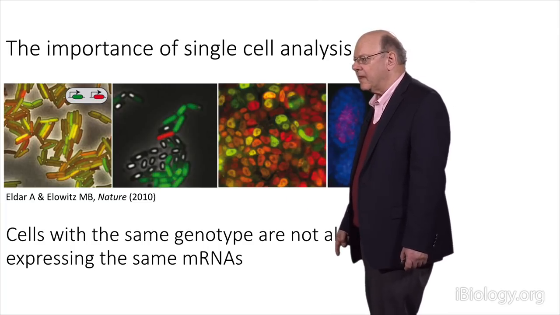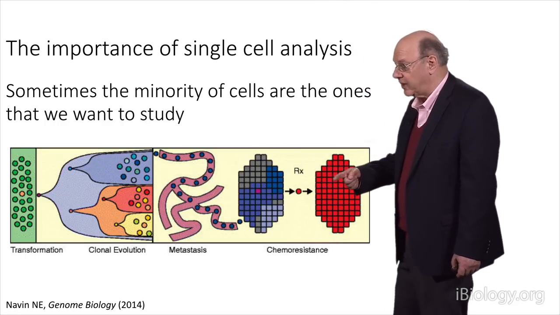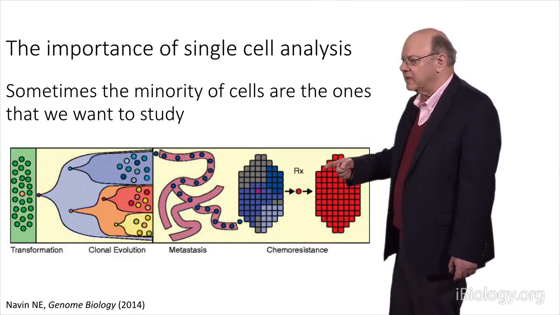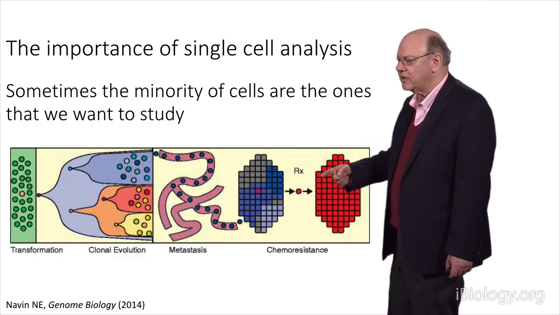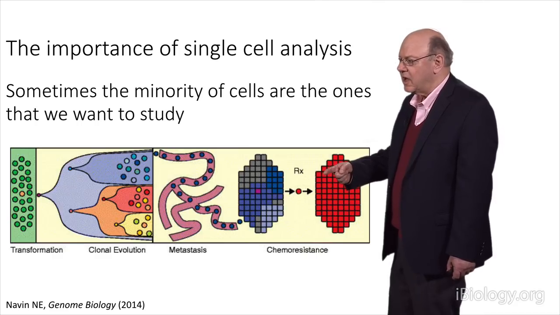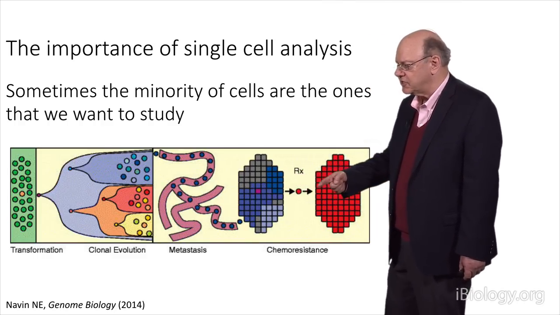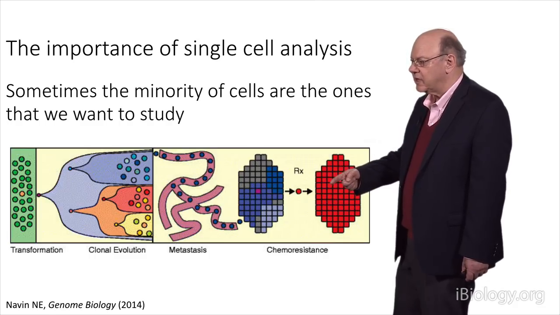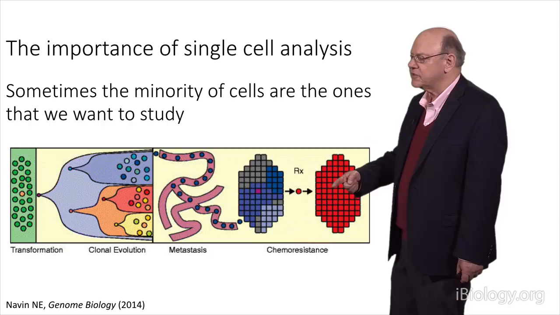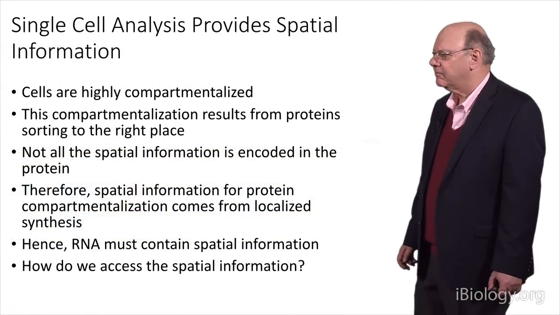And this becomes important in health-related issues, because sometimes the rare event cell is the one that causes us all the trouble. For instance, if that cell develops a chemo resistance during therapy, that single cell can expand by clonal expansion into a tumor which is now totally chemo resistant. So to be able to follow those single cells is what we want to develop the technology for. Aside from looking at individual cells, single cell analysis provides an additional type of information that's very important.